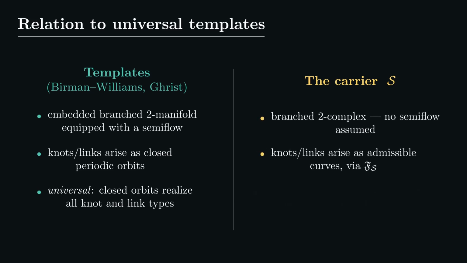Here, however, the admissible curves are not assumed to arise as periodic orbits of a semi-flow. The object is used first as a finite spatial carrier for classical knots. Any semi-flow would be additional structure.